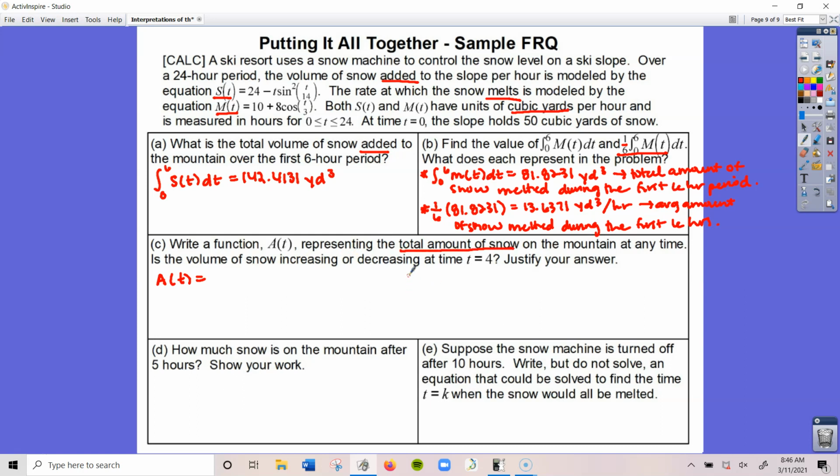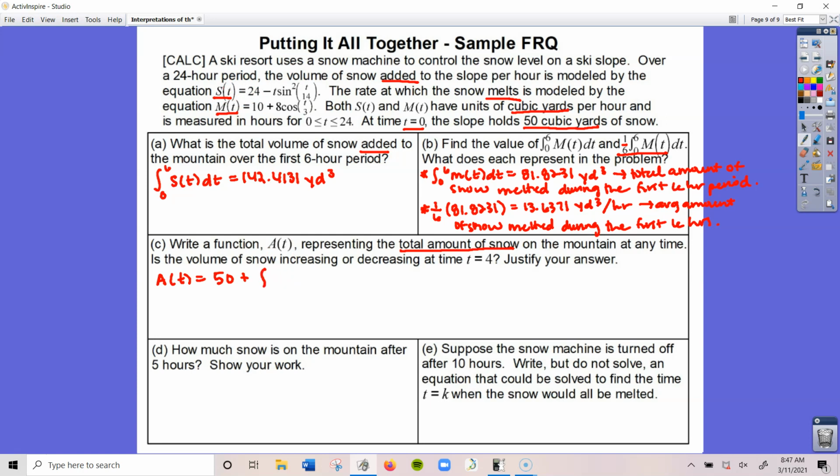We want an amount, so that means we would have to integrate. Now, it tells us at the beginning that at time t equals 0, the slope holds 50 cubic yards of snow. So at the very beginning, we have 50 cubic yards plus the amount of snow that is added. Now, the amount of snow that is added would be the integral of S of t.